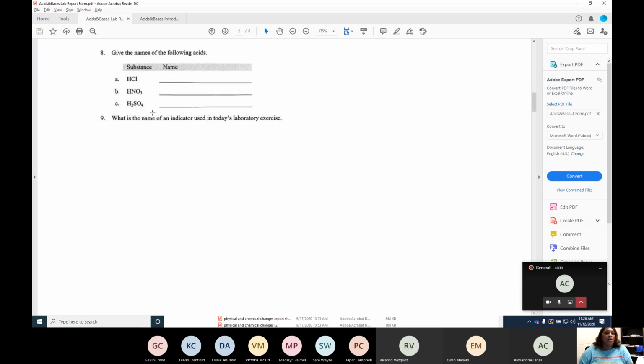Then the final acid, we are going to use that one as well today, along with the HCl, hydrochloric acid, and that is H2SO4.